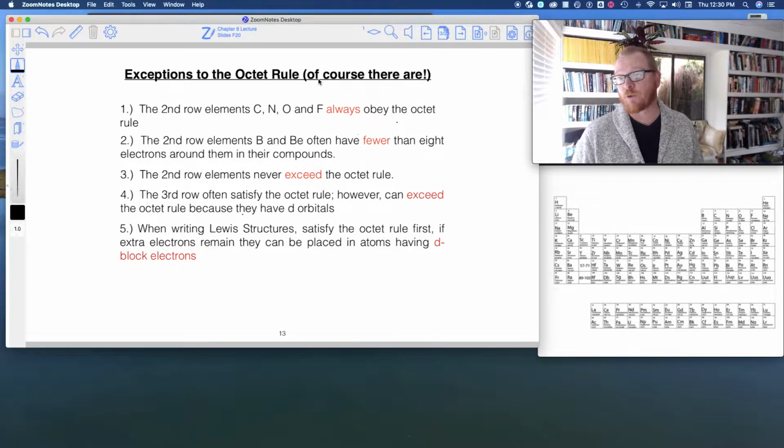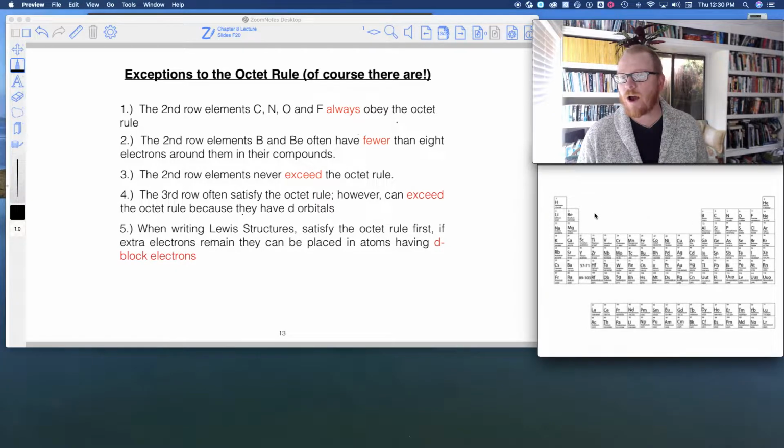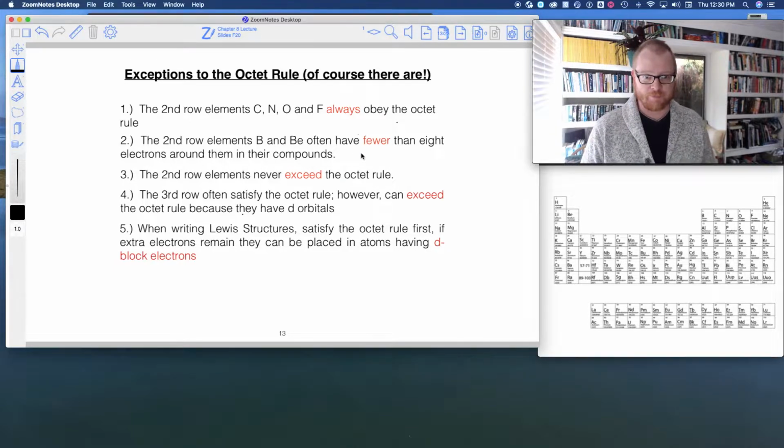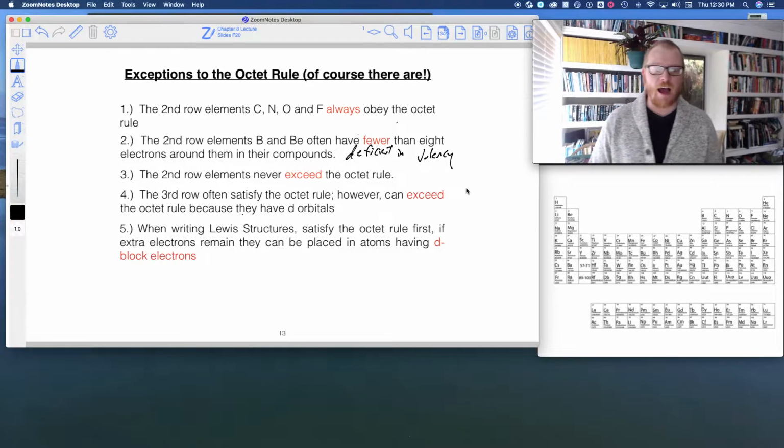So, exceptions to the octet rule, because of course there are, because chemistry is the science of exceptions. The second row elements, carbon, nitrogen, oxygen, fluorine, always obey the octet rule, right? However, boron and beryllium often have fewer than 8 electrons, okay? So that's what's called deficient in their valency. So they have less than the octet.